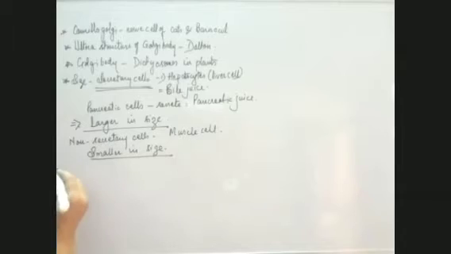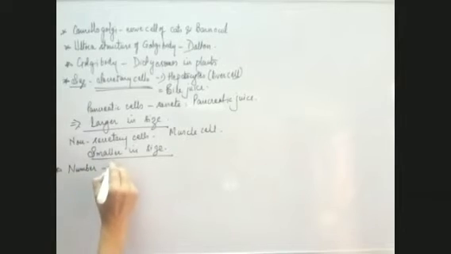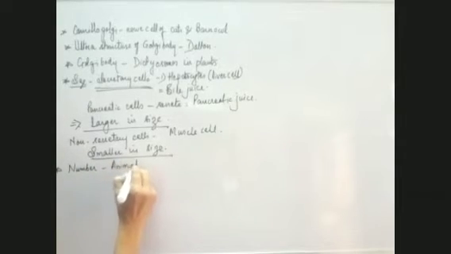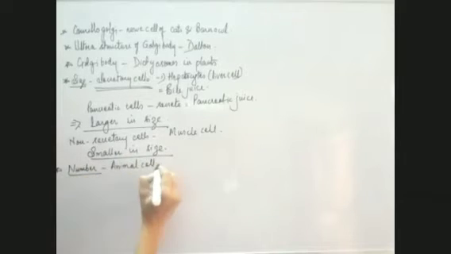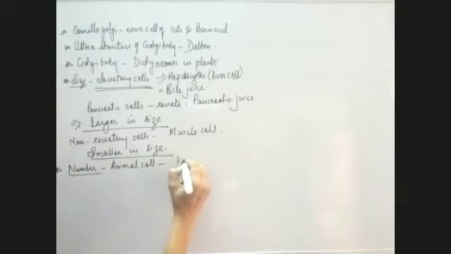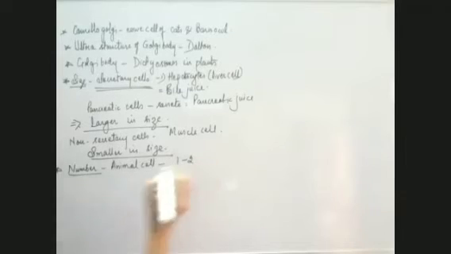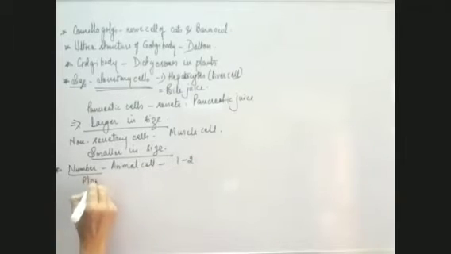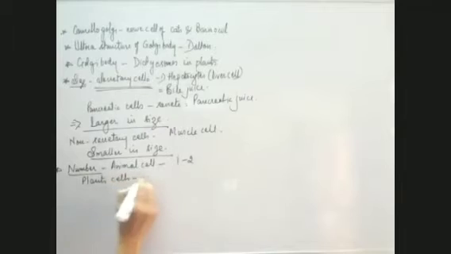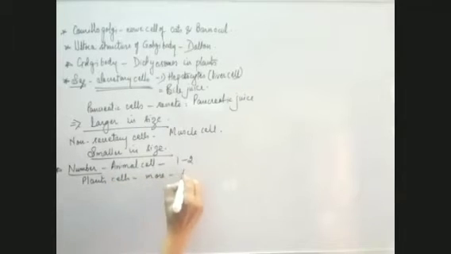Then I told you about their number. In animal cells, the number is few, maybe one or two, and in plant cells the number is more, from 6 to 10. So the numbers in plant and animal cells are different.